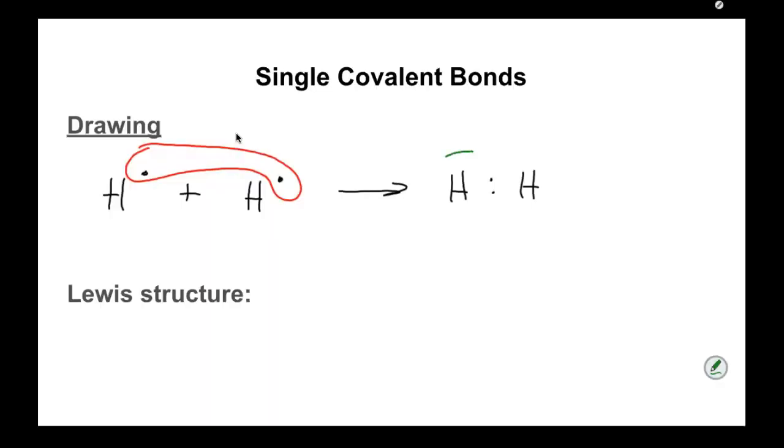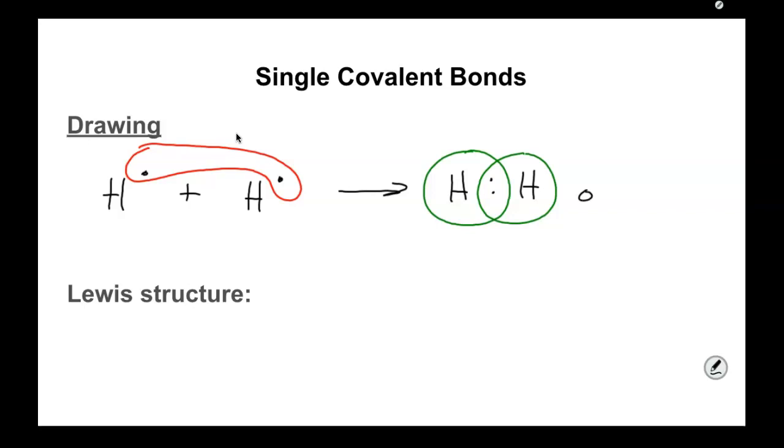I'm going to circle this hydrogen atom, who now has two electrons right by him, so he looks just like helium as far as electron configuration. And I'm going to circle this hydrogen as well. So they both have two electrons near them. They're sharing those two electrons.